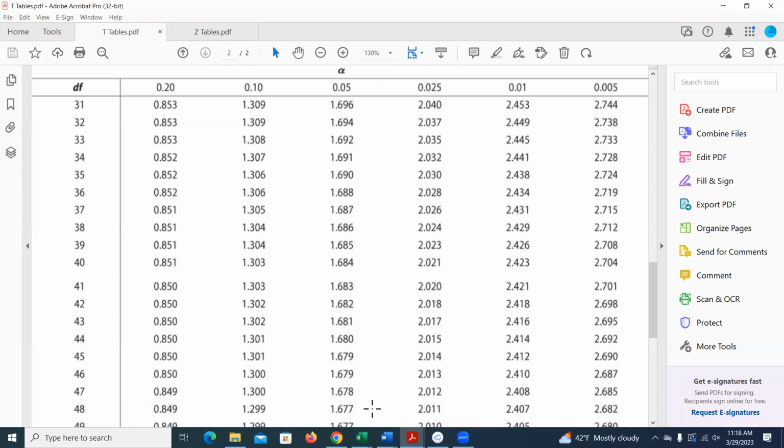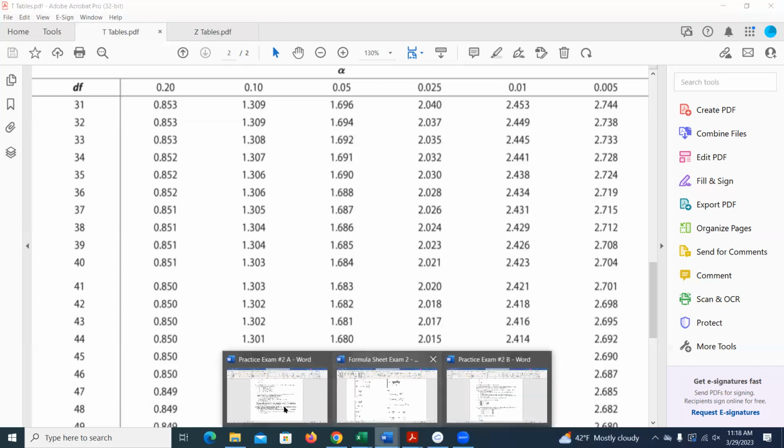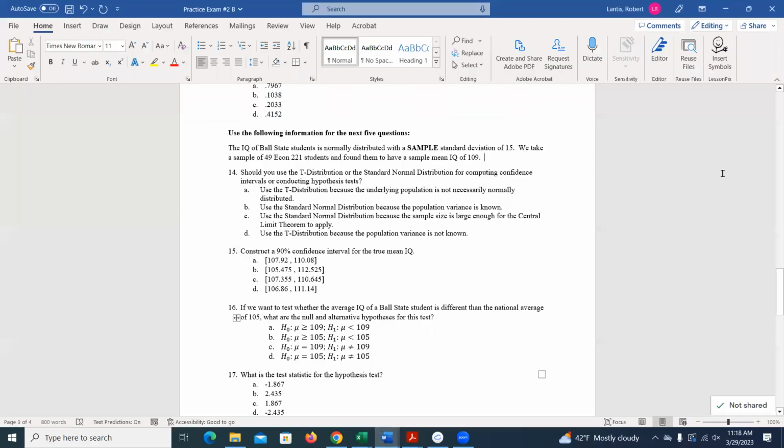Any questions on this? Yeah. So I have to go back, and it probably didn't help that I didn't have the exam pulled up as I was saying this. But we originally asked for the 90% confidence interval.